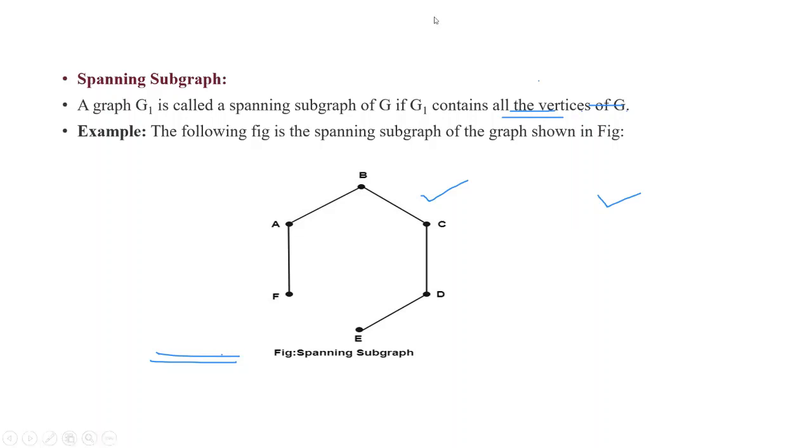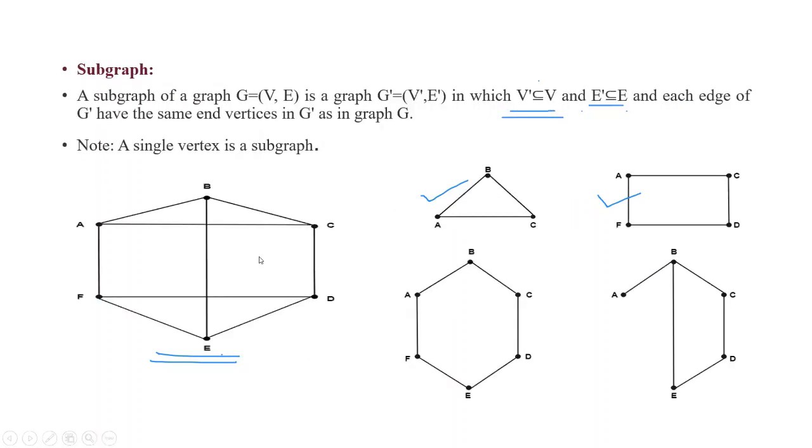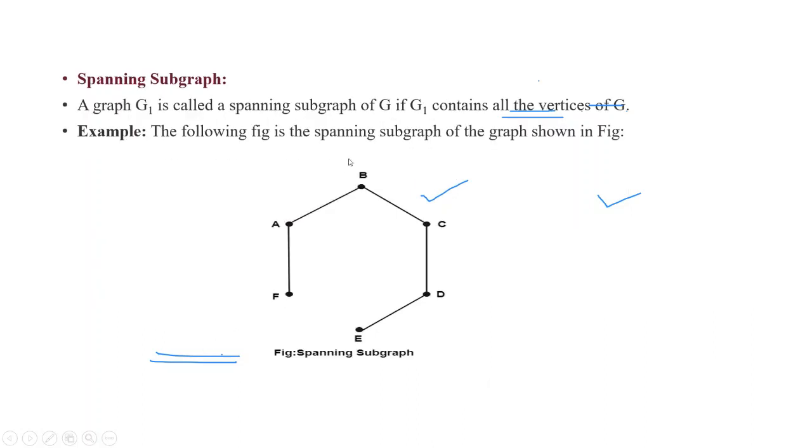So in the previous subgraph, as you see, this subgraph doesn't contain all the vertices of this graph. Only some vertices of this graph are present. But in a spanning subgraph, all the vertices are present. So A, B, C, D, E, F, all the vertices are present in the spanning subgraph. So this is a spanning subgraph of the previous graph.